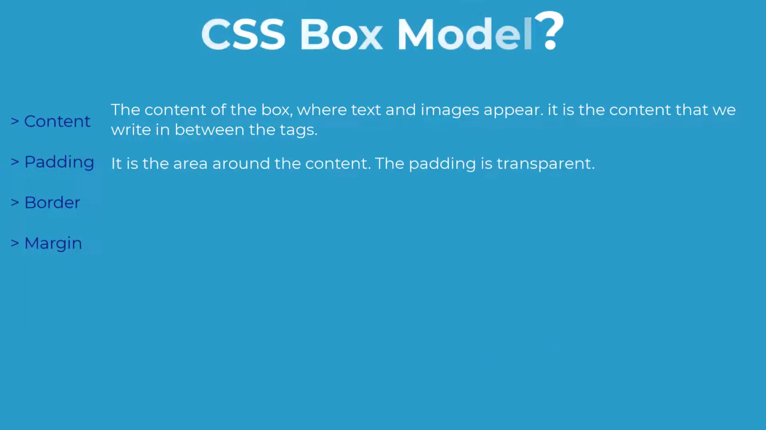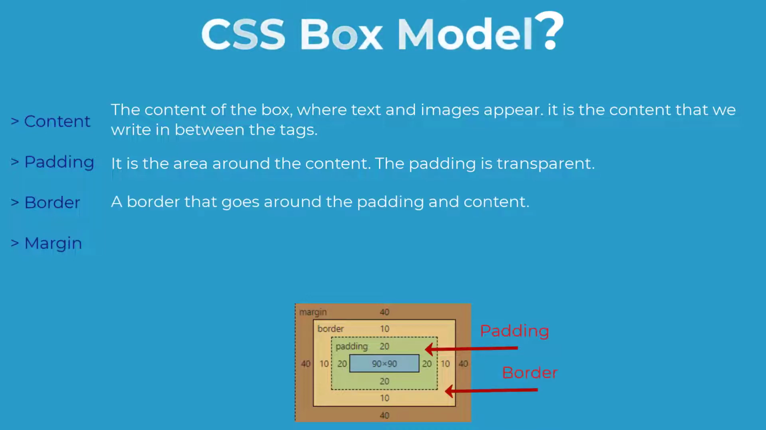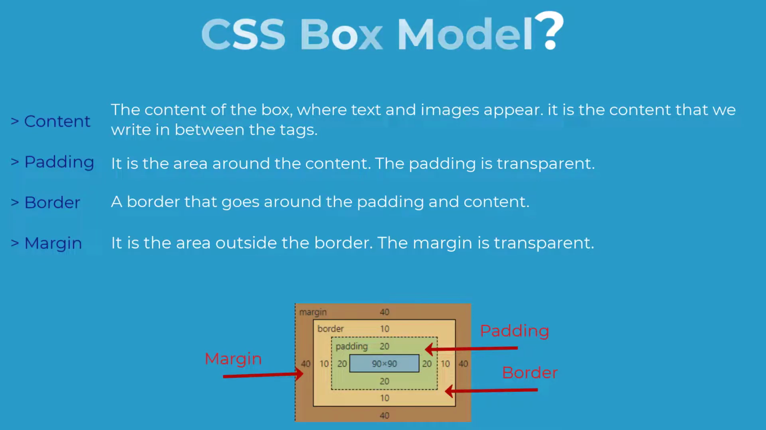What is the padding? Padding is the area around the content. The padding is transparent. It pushes your content inward. Border goes around the padding and the content. Margin is the area outside the border. The margin is transparent. Let us understand this with the help of an example.